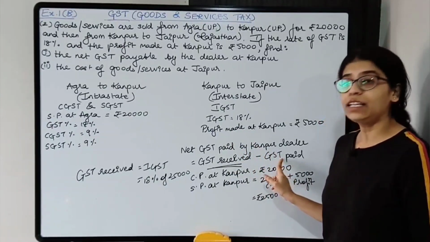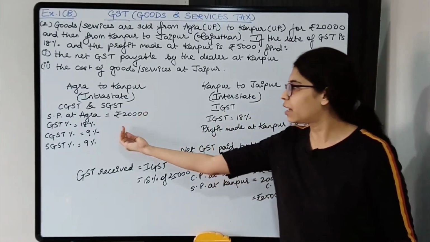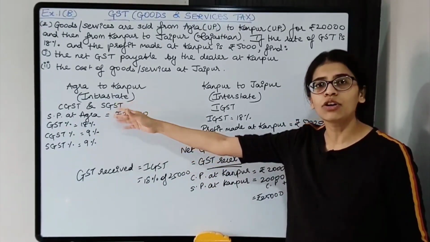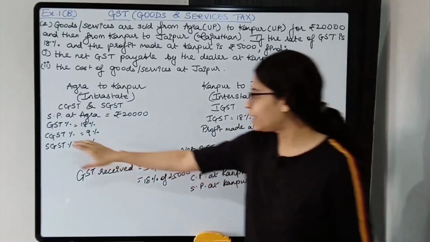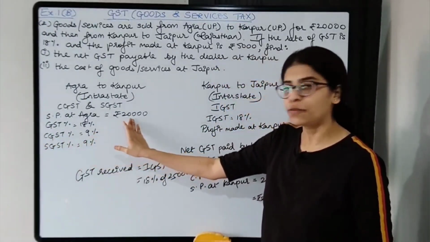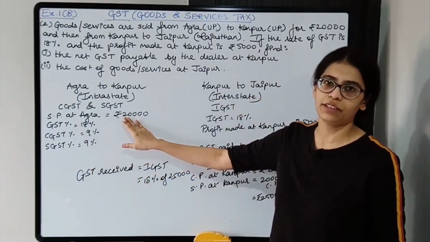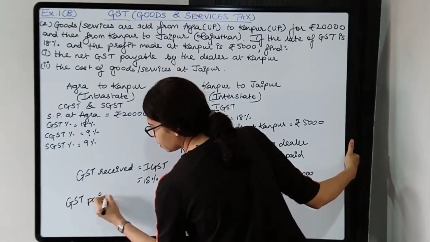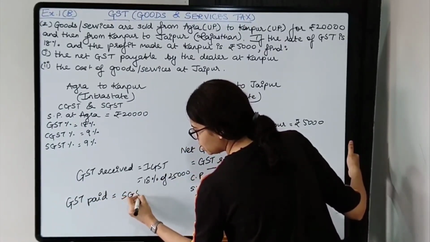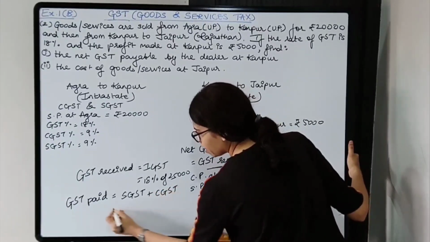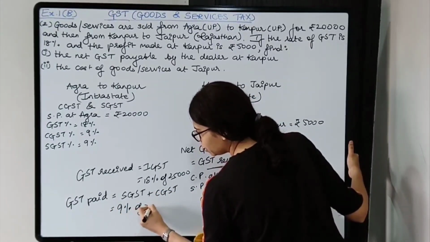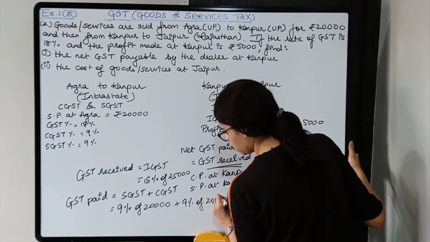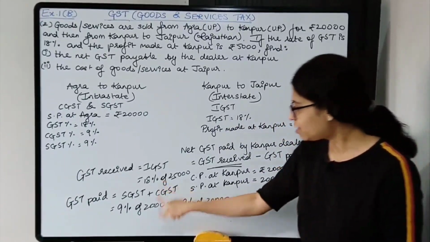And the GST that he paid, when Kanpur bought here, he is paying GST on 20,000 rupees. So it will be 18% on 20,000 rupees, or to elaborate, CGST that is 9% of 20,000 rupees and SGST that is 9% of 20,000 rupees. So GST paid will be SGST plus CGST. That will be 9% of 20,000 plus here also 9% of 20,000. Alright, so this you need to find.